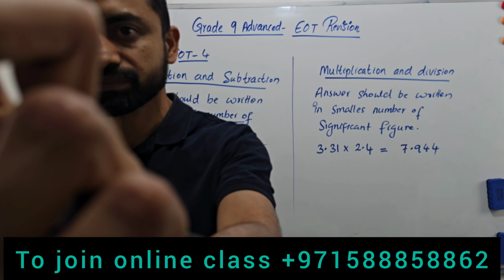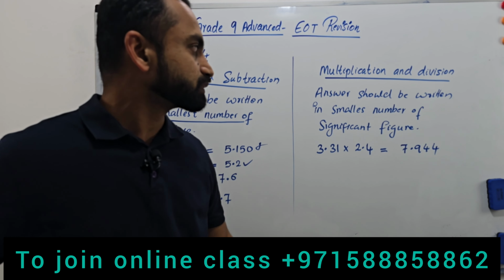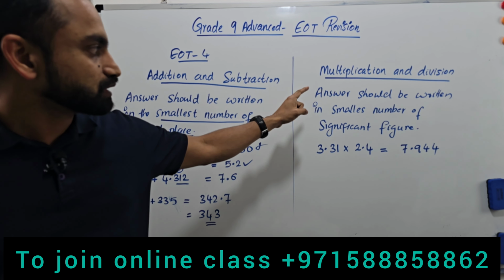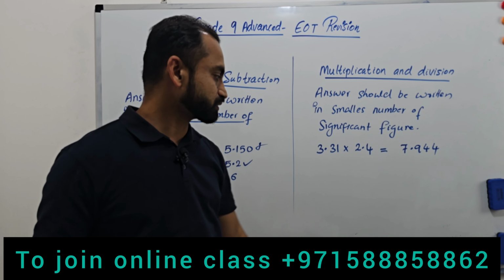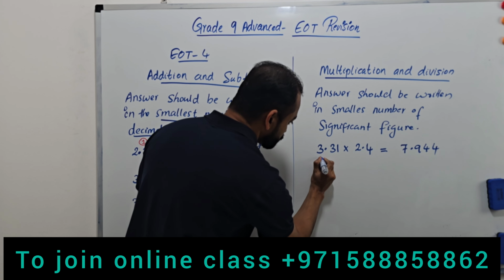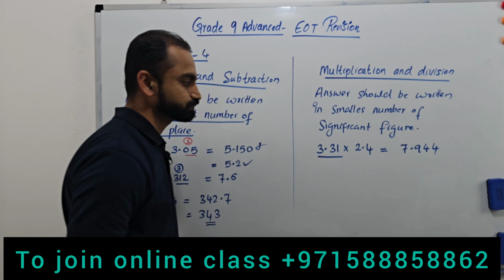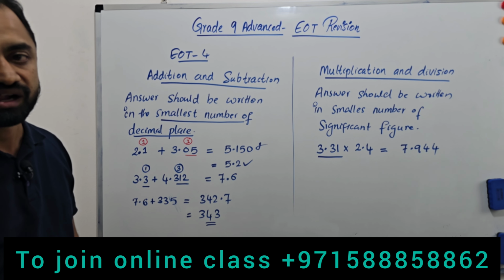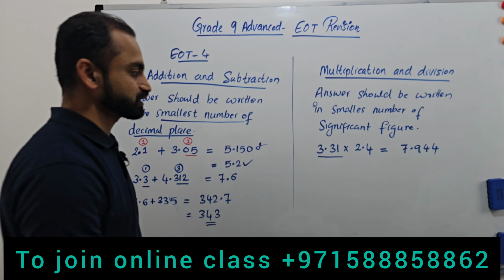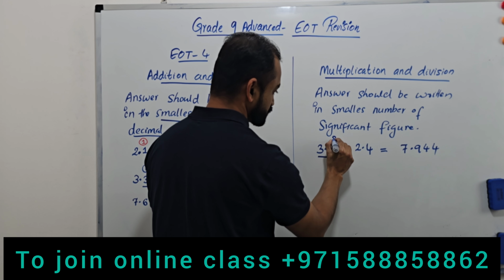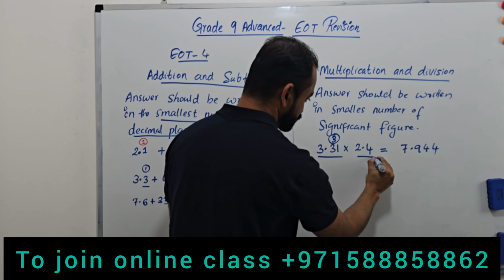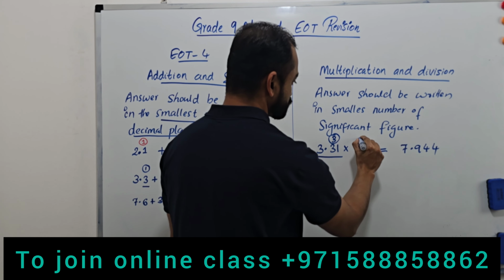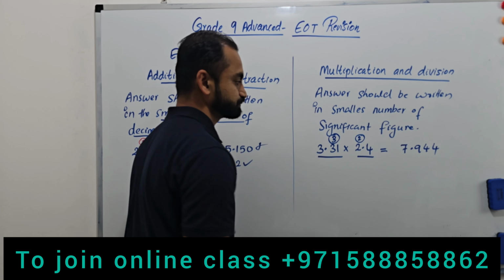During multiplication and division, we do not count the decimal place. We count the number of significant figures. Here, what is the number of significant figures in this number? 3. Significant figure 3, right? Not a decimal place. Here, how many significant figures? 2. So what is the smaller number here, 2 or 3?